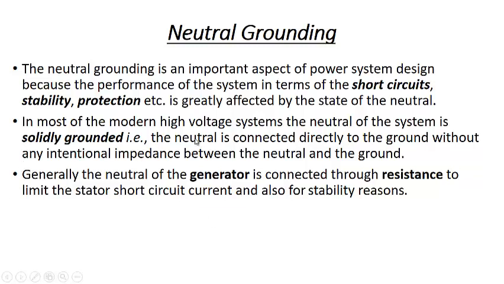In most of the modern high voltage systems, the neutral of the system is solidly grounded. That means the neutral of the system is directly connected to the ground by a simple wire without any intentional impedance between the neutral and the ground. Usually neutral is the neutral point of the star of the generator or the transformer, and ground is the earth, or we can say soil. So usually the neutral is connected to the ground.